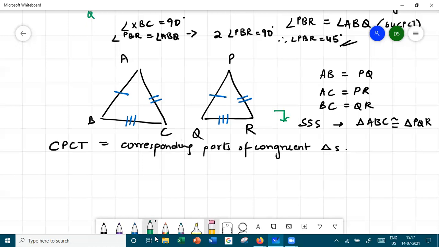Suppose I used some other criteria, then a side also would be included, right? So in this case, all the corresponding parts are basically this. So I will say angle B is equal to angle Q, angle A is equal to angle P, and angle C is equal to angle R. This is what CPCT stands for. So the minute you have proved two triangles to be congruent, all the remaining parts which you did not use in these steps also become equal to each other.